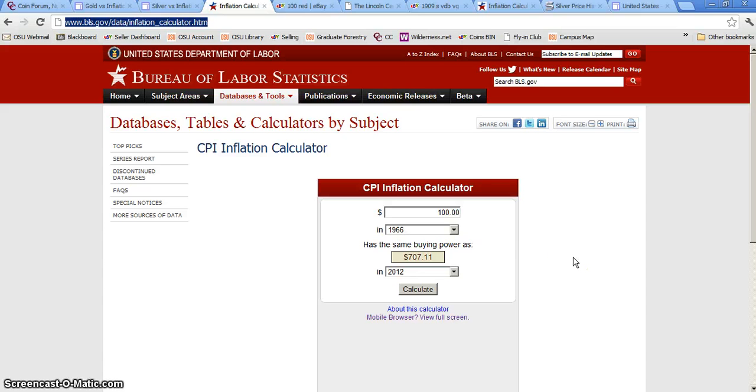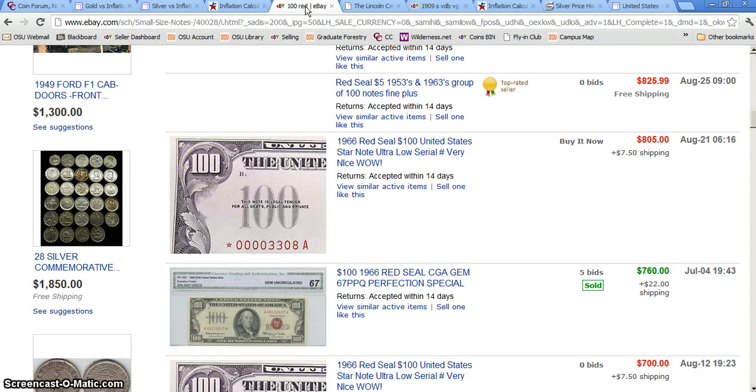Here we have a CPI inflation calculator from the Bureau of Labor Statistics. This is a government website. Here we have the $100 bill in 1966 that has the same buying power as $707 in today's money. Now, if we were to sell that 1966 $100 red note in gem condition, it would have to sell for at least $707 for us to see a return on our investment. Is this true today? Well, let's look at eBay.